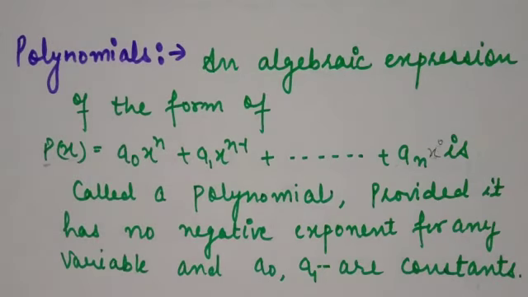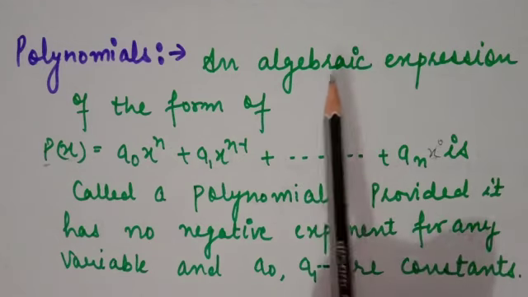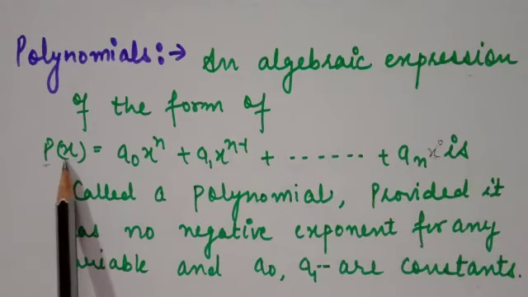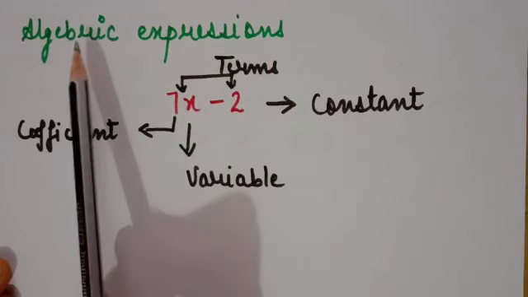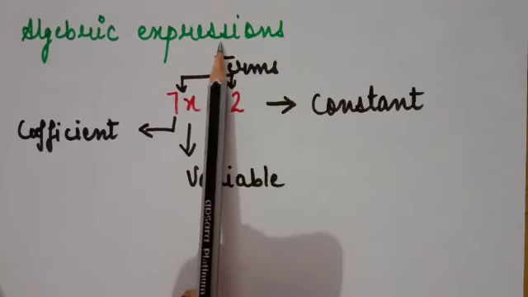So students, in this definition we have so many different words which are used, like algebraic expression, variable, constants, negative exponent. So first of all we have to discuss and explain all these things, then you will properly learn the definition of polynomial. First of all, what is an algebraic expression?